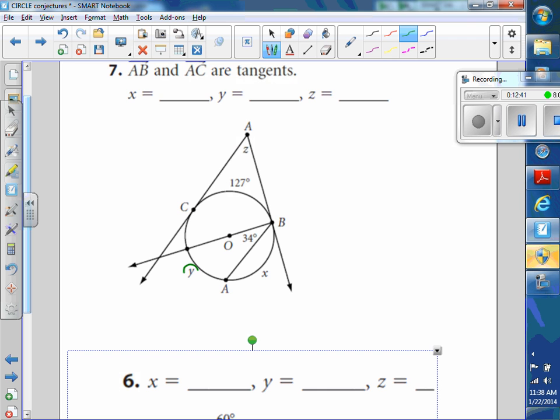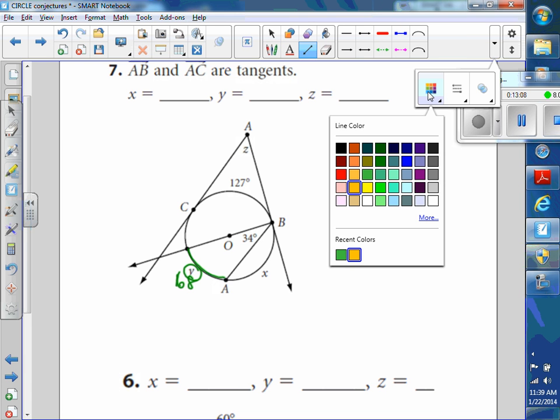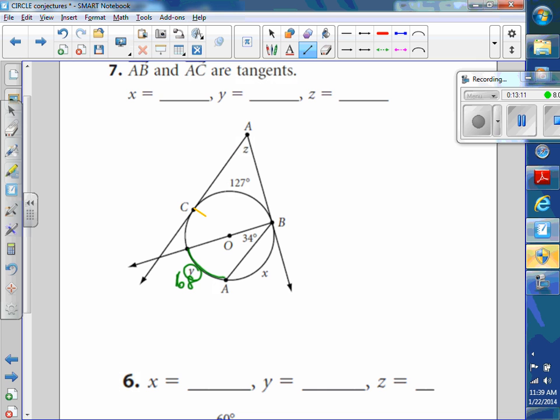So can we figure out why? 78. 68. No, 68. It's double 34, right? Okay. Agreed or not? Agreed. Okay. What did you say, Connor? You can connect C to O. Oh, I never even. Okay. Well, let's just go with one way. So you put in a radius. Is that what you're telling me?